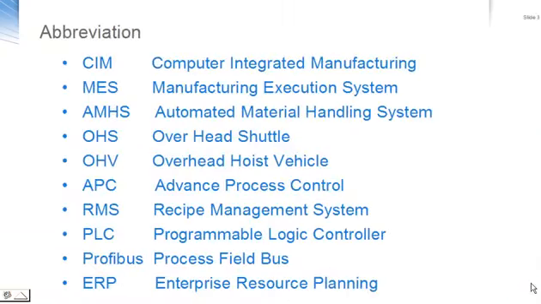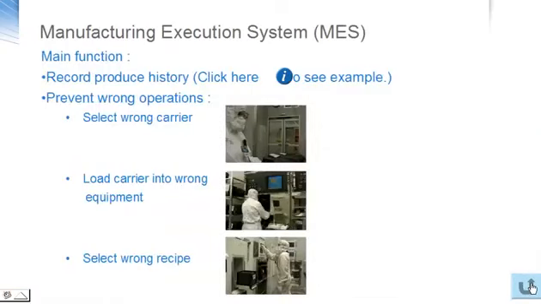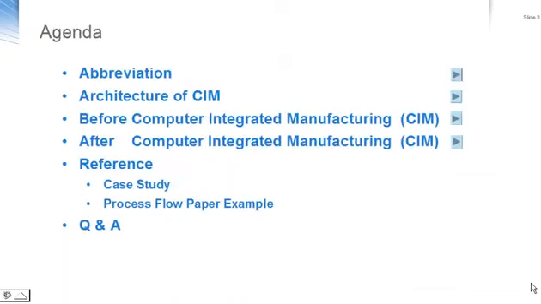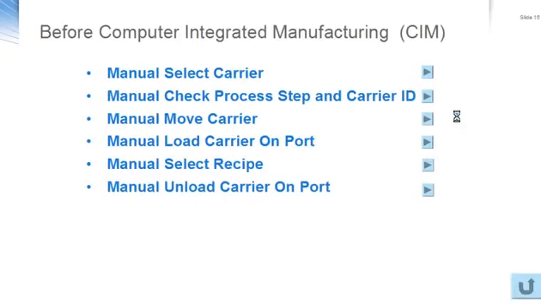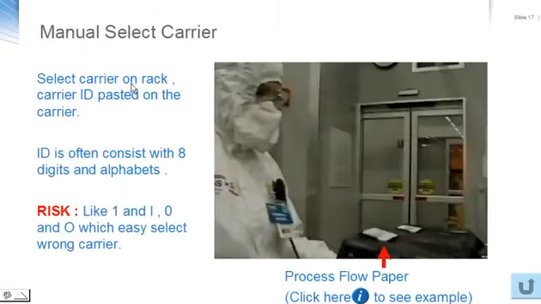Now we will introduce the next topic. Okay, we have finished the architecture of the CIM, and now we introduce computer integrated manufacturing, the CIM. Before we have this system, we manually select the carrier. Select the carrier on the rack. The carrier ID is passed on the carrier.